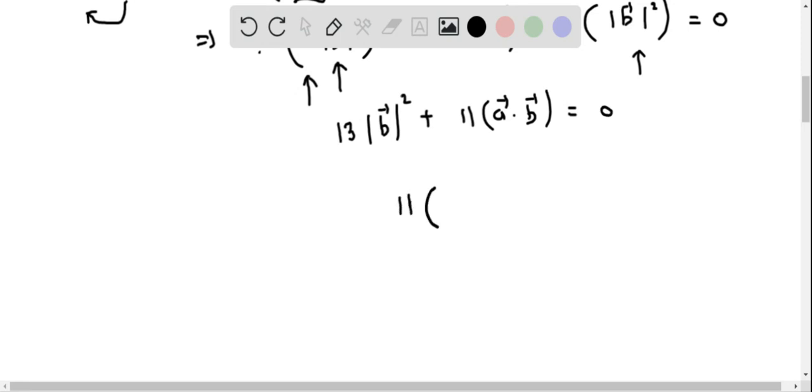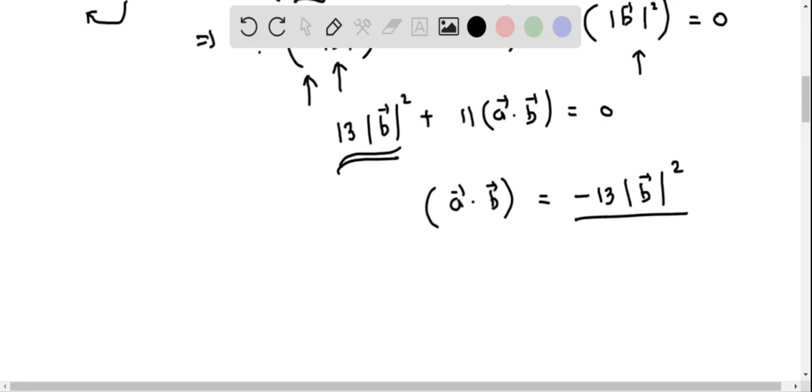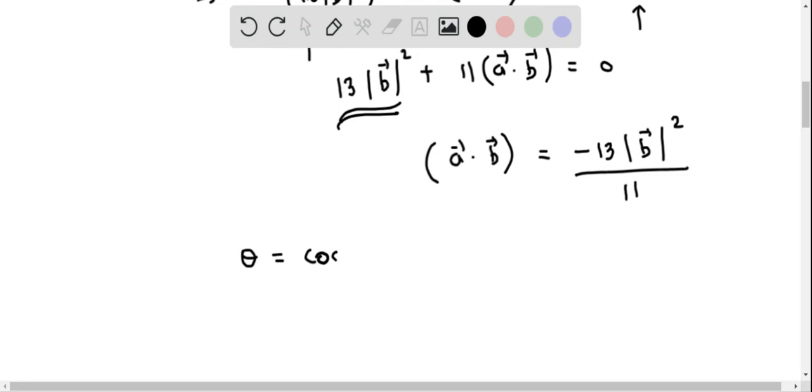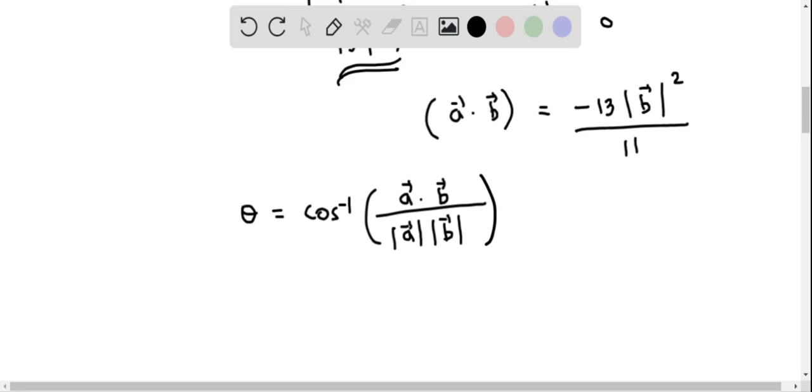So I have 11 times a vector dot b vector on the left side. This equals, subtracting from both sides, negative 13 times magnitude of b vector squared. Dividing both sides by 11, we get a dot b equals negative 13 magnitude of b vector squared divided by 11. Now we want to find the angle between a vector and b vector. According to the dot product, theta, the angle between a vector and b vector, is given by the cosine inverse of a dot b divided by magnitude of a vector times magnitude of b vector. This is the formula we use to determine the angle between a vector and b vector.